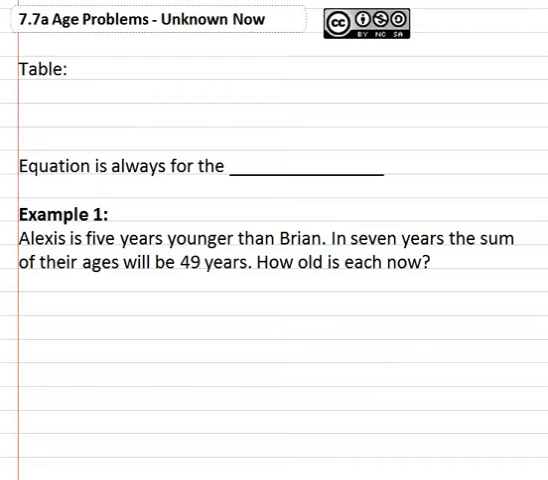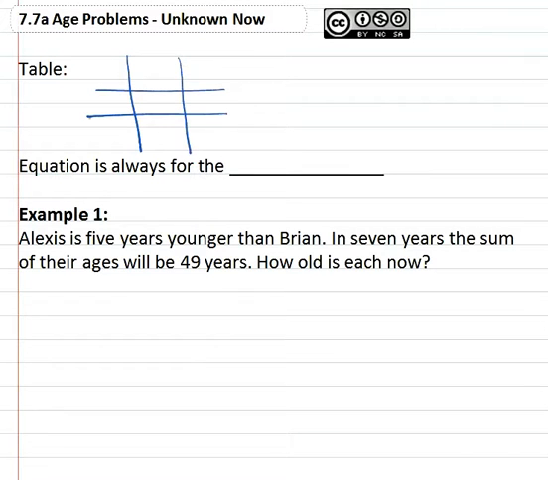In this video, we're going to be given some information about the age of different individuals, and we're going to be asked to predict how old they are now based on the information. To help us organize and set up the information given to us, we're going to set up everything in a table so we know what we're talking about.